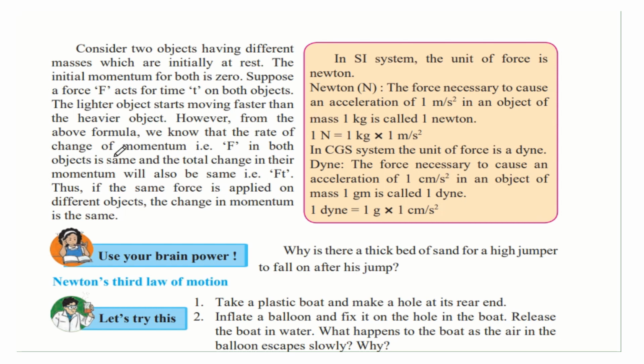However, from the above formula, we know that the rate of change of momentum is F. So the rate of change of momentum was mass into acceleration, and that was proportional to F in both objects. So when the force in both objects is the same, the total change in their momentum will also be the same, that is force into time t. So we were applying equal forces for equal time. Therefore, the change in their momentum would be the same.